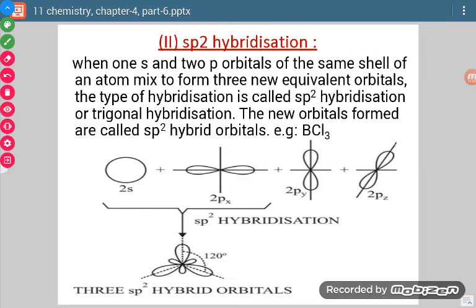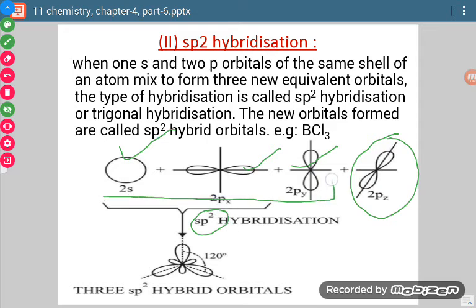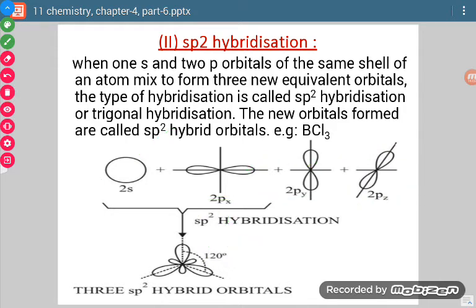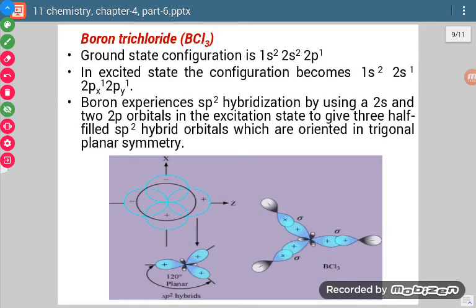Okay, so this way one s orbital and these two, this one and this one, are forming, and this is remaining as unhybridized. Okay, so 1s and 2p orbitals, these three are combining, and the bond angle is 120 degrees. Okay, now let us discuss with one example. If we take an example of boron trichloride BCl3, then the ground state configuration of boron is this. In excited state it becomes like this.